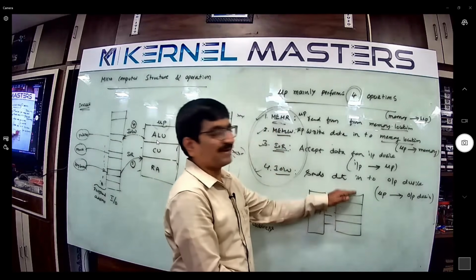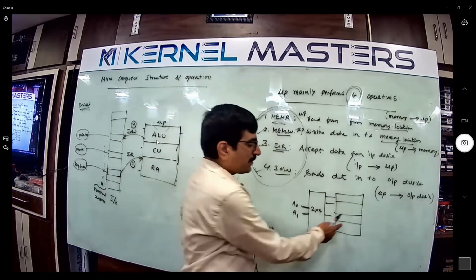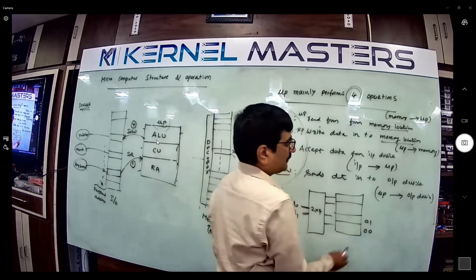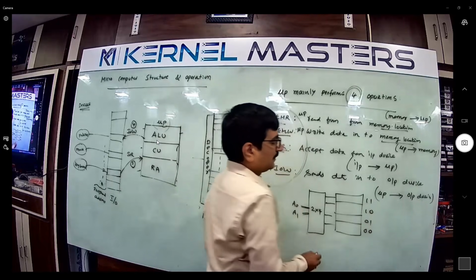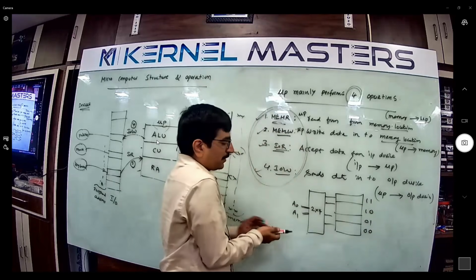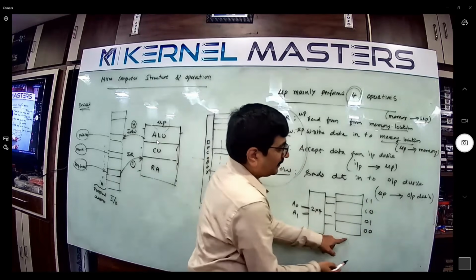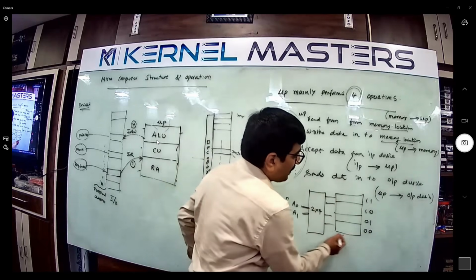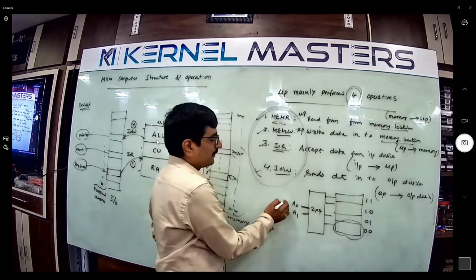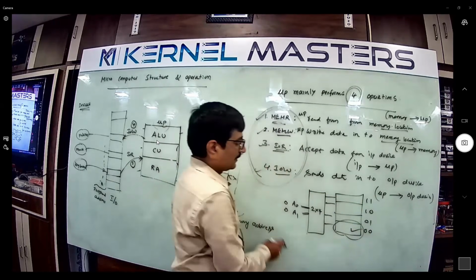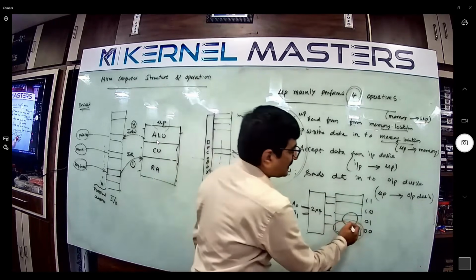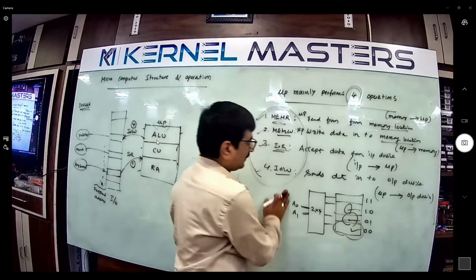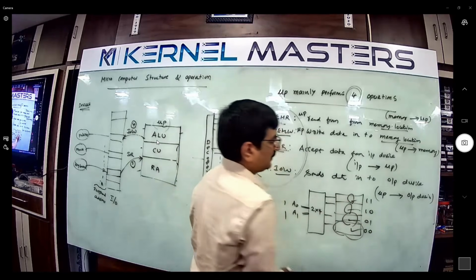With 4 memory locations, the first memory location address is 0 0, the second memory address is 0 1, the next one is 1 0, and the next one is 1 1. Whenever the memory contains 4 locations, the address lines decide where to communicate. For example, A0 A1 equal to 0 0 communicates with the first memory location. A0 A1 equal to 0 1 communicates with the second one. A0 A1 equal to 1 0 communicates with the third one. A0 A1 equal to 1 1 communicates with the fourth one. Like that.